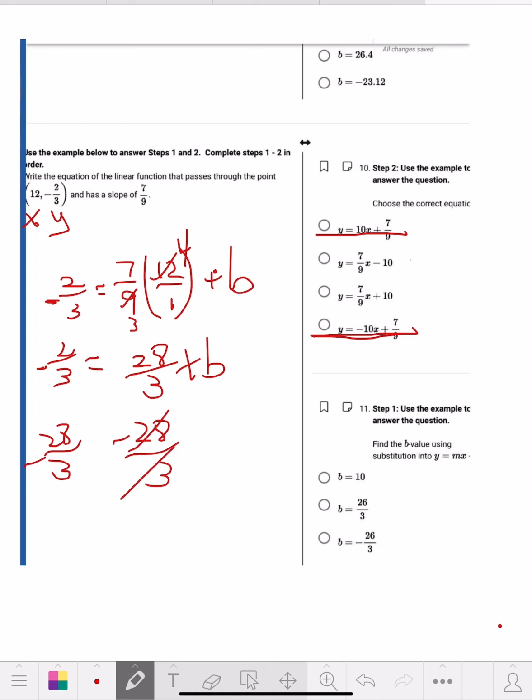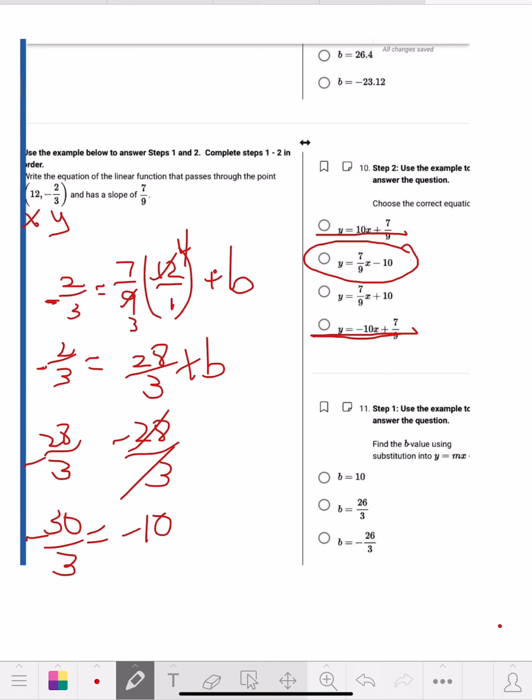Negative 2/3 minus 28/3 is a minus 30/3. Divide that, I got a minus 10. Does one of those have a 10? Yes, it does have a negative 10 right here. So that's my answer, and that's how I solved that. But you see how I just plugged it into the equation? I let one be the x and the y, I just plugged them in and solved for b, the same way we do them all.